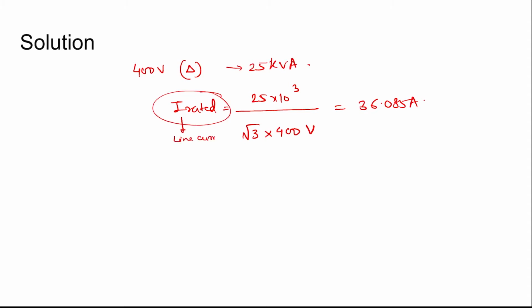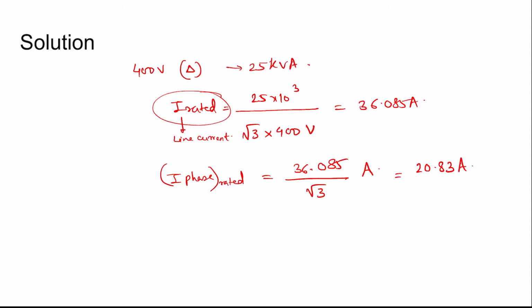Now this is the line current. I want to find the phase current. So I phase rated can be determined as 36.085 divided by root 3 ampere. So this is coming out as 20.83 ampere.